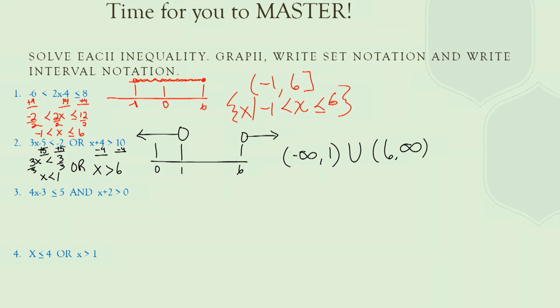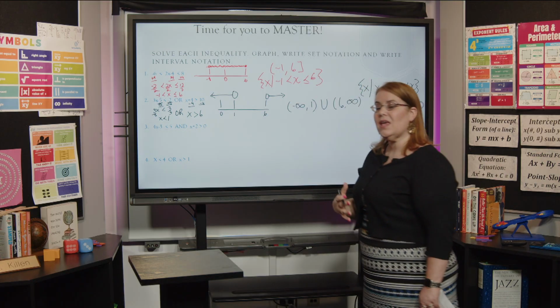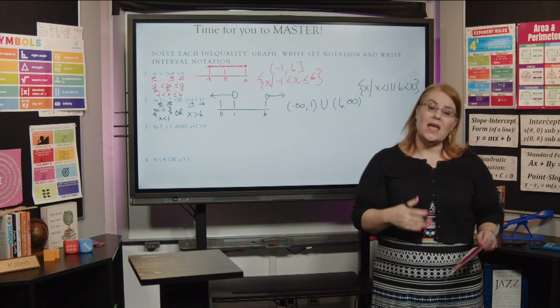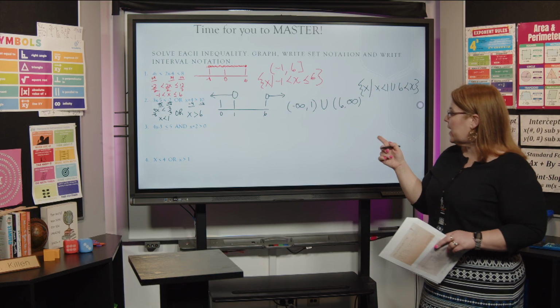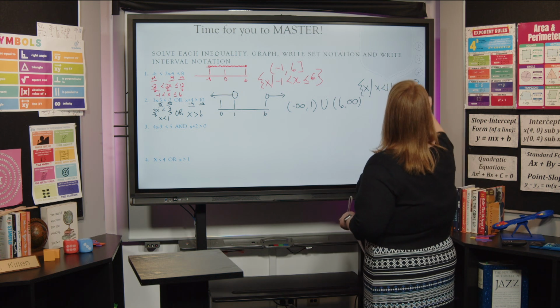We would also write that as X such that X's are less than 1, or 6 is less than X. Now, it's the same thing. I'm just writing it with the same exact inequality. All right, so let's do number 3. Let me get a different color.